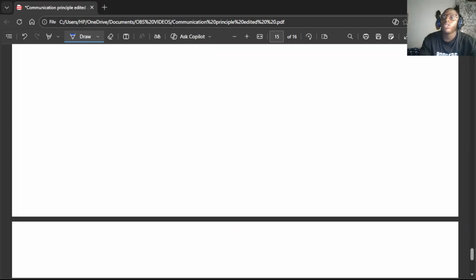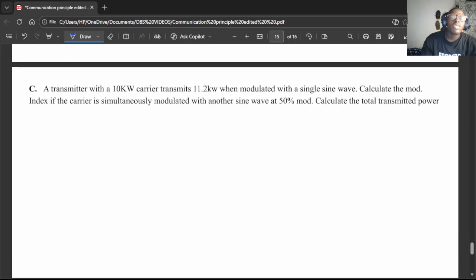And what's the last question there? The last question there simply talks about a transmitter with 10 kilowatts. What should that tell you? You are simply given 10 kilowatts. So kilowatts talks about power. Kilowatts talks about power. Now, what do you think you are given?